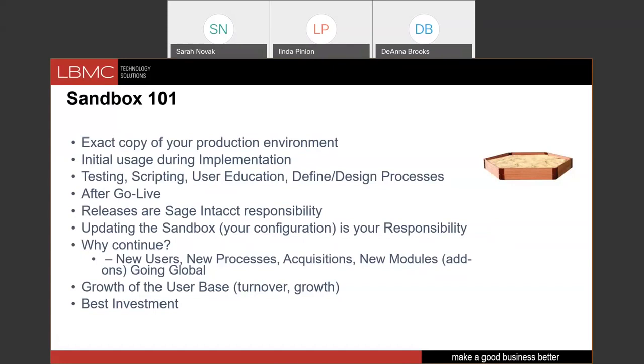The reason that I feel like you should continue, and there are lots of folks that would agree with me here, is because your business will continue to evolve. You'll have new users come in. You'll maybe want to revisit a process or change a process. You may be a company that's in acquisition mode. You may be acquiring other companies, which also means processes and people that will be new to the fold.